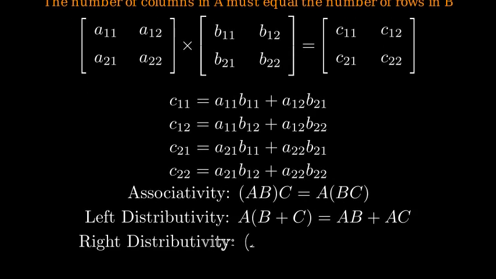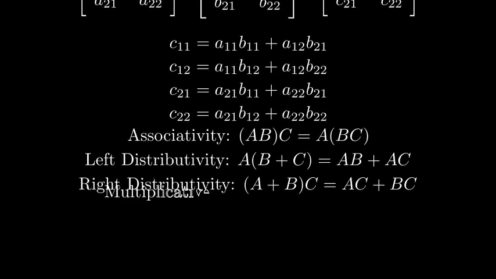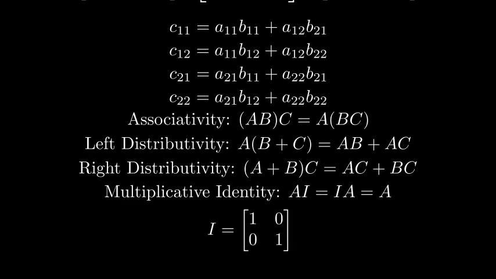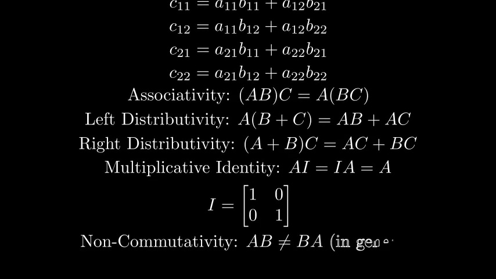For the multiplicative identity, there exists an identity matrix, I, such that A times I equals I times A equals A. Note that I is a square matrix with ones on the main diagonal and zeros elsewhere. An important property to remember is that matrix multiplication is generally non-commutative. This means that A times B is not necessarily equal to B times A. Let's verify this with our examples.